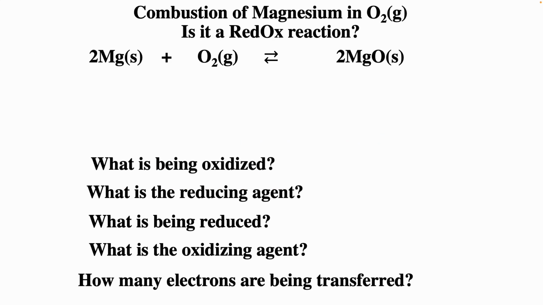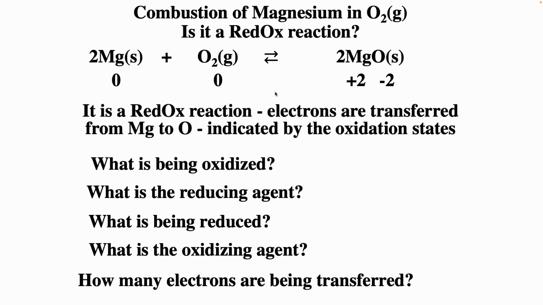So we can look at a different reaction. Here we have the combustion of magnesium metal in oxygen gas to form magnesium oxide. Magnesium has an oxidation state of 0, and oxygen has an oxidation state of 0 as a reactant. In the products, magnesium is going to be +2 and oxygen is going to be -2. And so the magnesium is being oxidized. It's losing electrons. Each magnesium is losing 2 electrons.